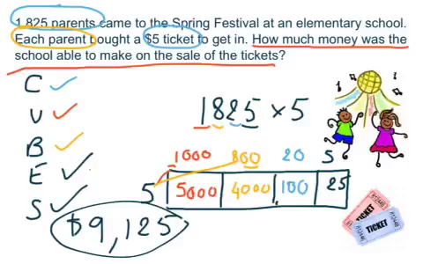So I've solved. Now, how do I check that? Does that seem reasonable? Well, there were almost 2,000 parents. So if 2,000 parents had come multiplied by 5, that would be close to 10,000. So my 9,125 is pretty close to the answer.